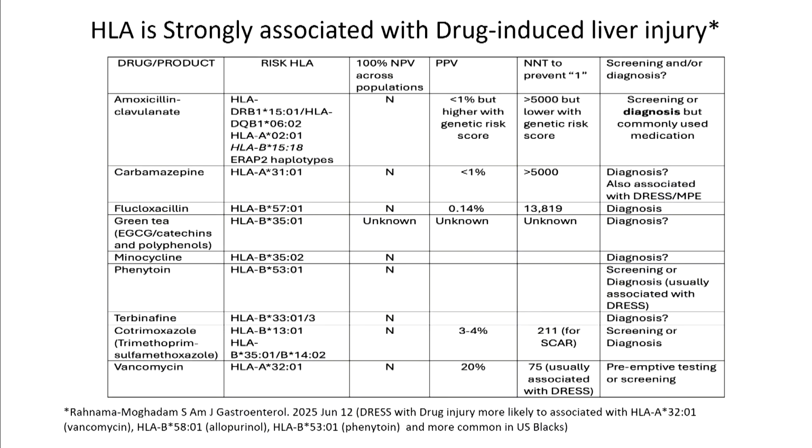Similarly, drug-induced liver injury has been associated with many of these. Most of these are small molecule drugs, but green tea, catechins, polyphenols, and many health products have also, interestingly, been associated with an HLA class 1 allele, which is B*3501.